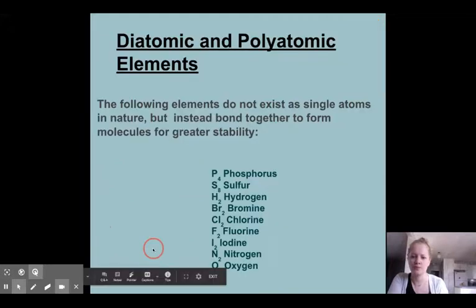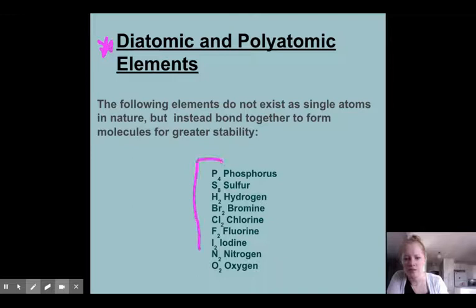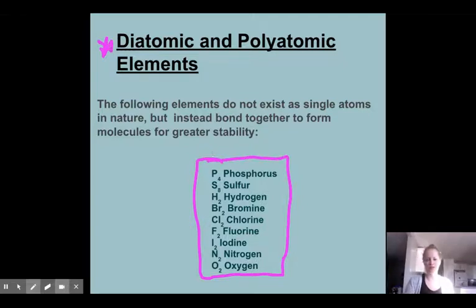Okay. So some key important pieces that we need to know and remember. We need to memorize our diatomic and polyatomic elements. They are the following. They do not exist on their own. These are the only elements that, when they show up, do not just exist. So phosphorus doesn't just exist as P on its own as an element. It always exists as P4.